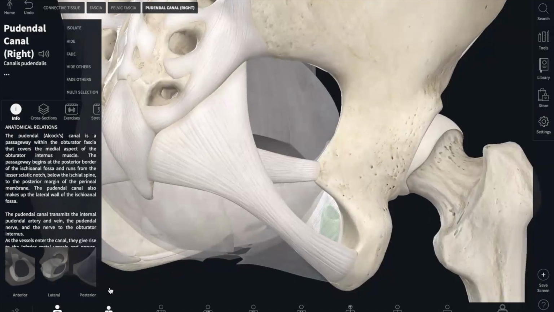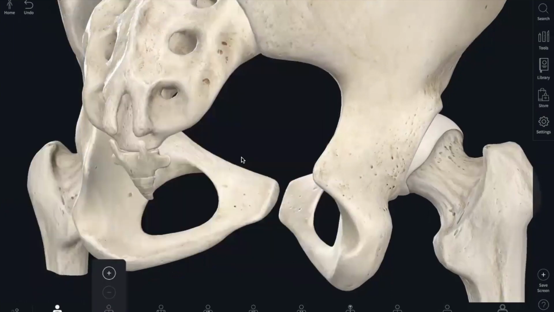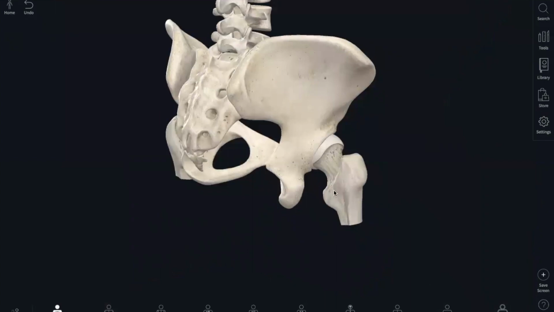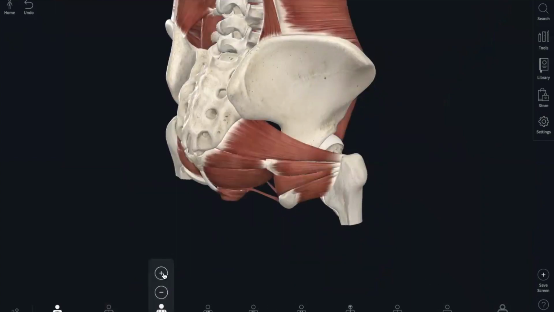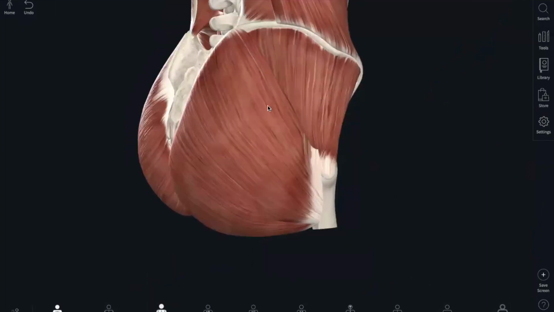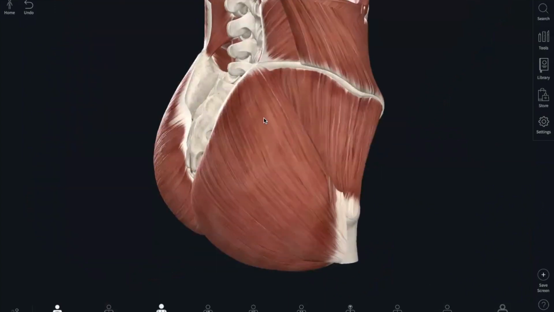Okay, so that's it for the connective tissue, bones and stuff. But finally, we're going to quickly touch upon the muscles of the hip. Okay, so the muscles, we have 2 classes. We have superficial muscles and we have deep muscles, as in everything.